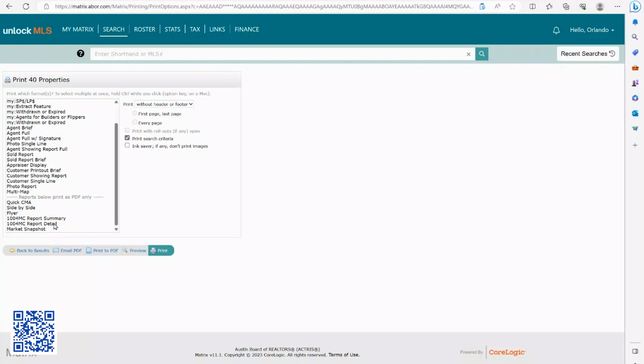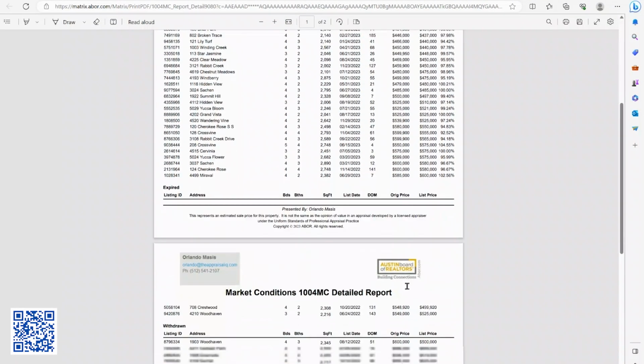So what you want to do is go all the way to the bottom there, and you go to 1004 MC report detail. And that's going to give you a really good idea of what the market is doing for that specific property. So you get down all the way to the bottom here.